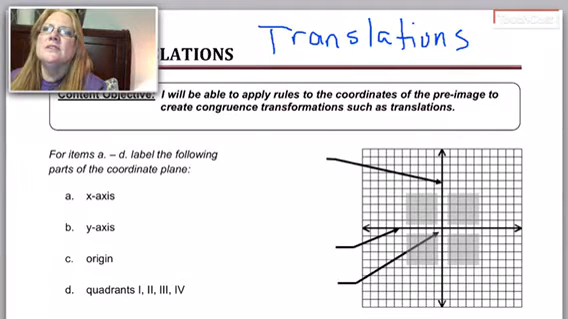This lesson is called Translations. We want to be able to apply rules to the coordinates of a preimage to create a congruence transformation, which is going to be a translation.